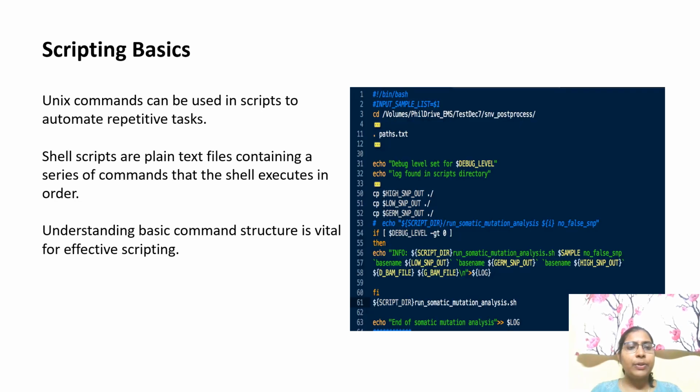Scripting basics. Unix commands can be used in scripts to automate repetitive tasks. Shell scripts are plain text files containing a series of commands that the shell executes in order. Understanding basic command structure is vital for effective scripting.